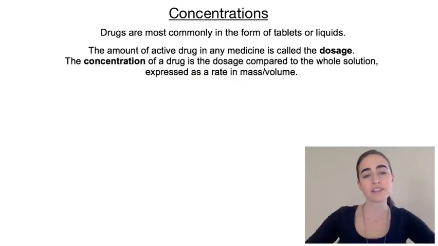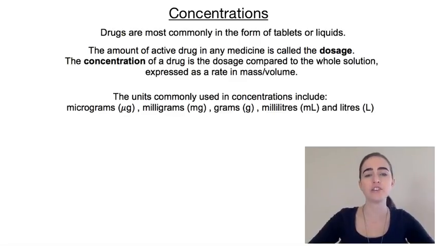It's expressed as a rate in mass per volume. When we're talking about concentrations, the units that we most commonly use for mass are micrograms, milligrams, and grams, and for volume would be milliliters and liters. Now, micrograms is one that you might not have seen before, but there are 1,000 micrograms in 1 milligram, just like there are 1,000 milligrams in 1 gram, and there are 1,000 milliliters in 1 litre.